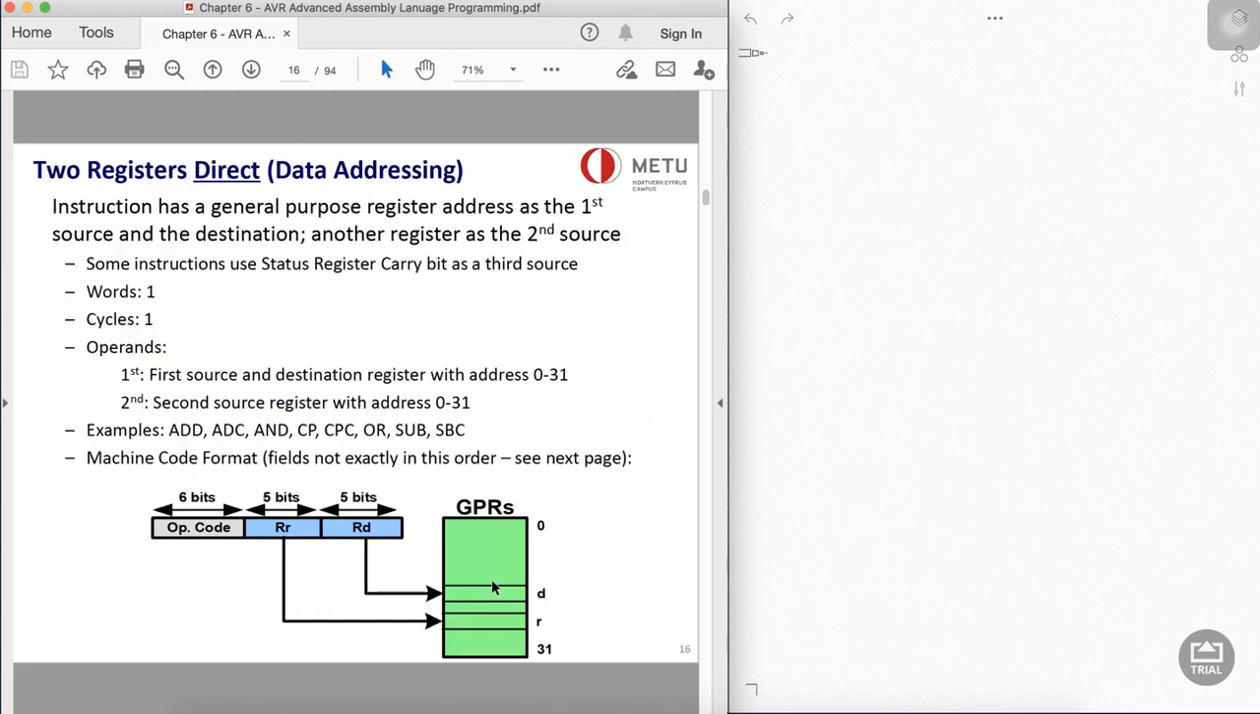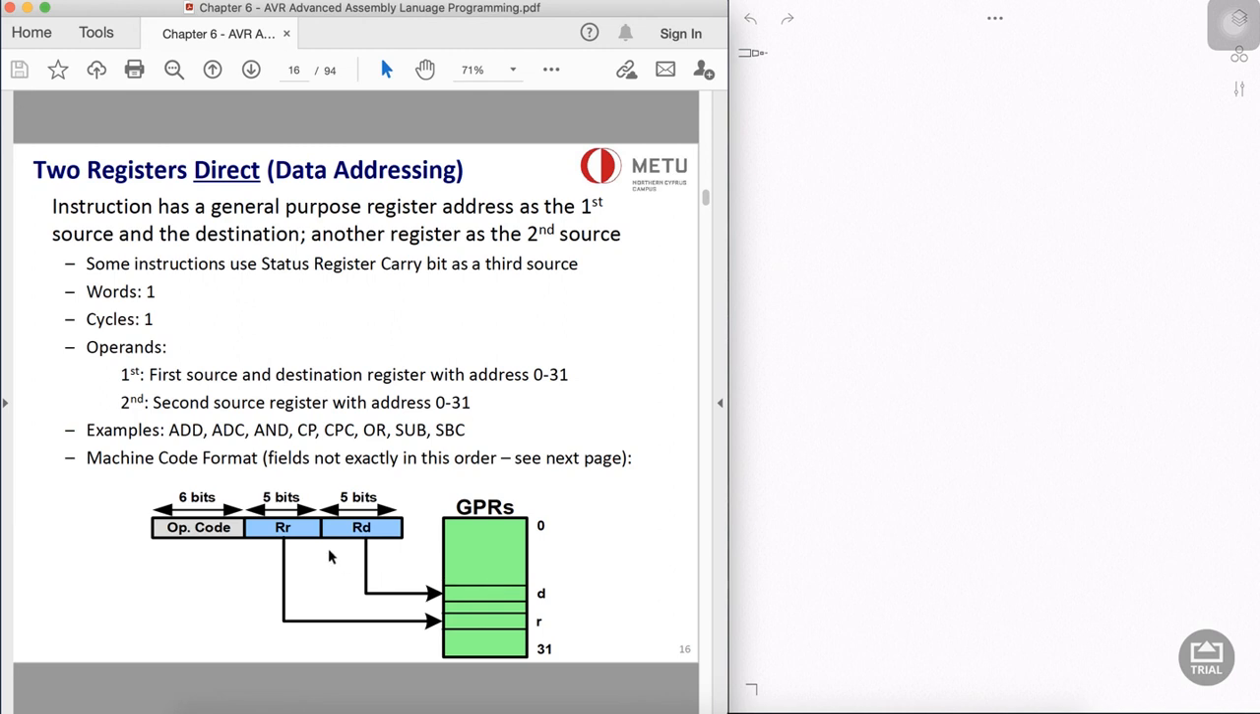Another different category is two registers direct. Now, in this case, it's not a register pair. We have two separate registers. So, for example, you want to add two registers together, subtract, move them, copy into each other. We have to specify the two registers that you want to operate on. That's why we have the two registers direct instruction. The 6 bits are the opcode, 5 bits are the destination, and another 5 bits are for the source.